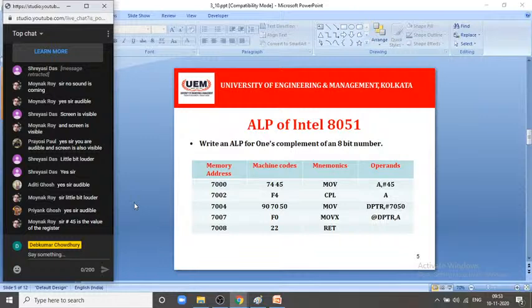One question: sir, is hash 45 the value of the register? Yes, hash 45 is the value for the register. Hash means value, and 45 is the magnitude of the value.